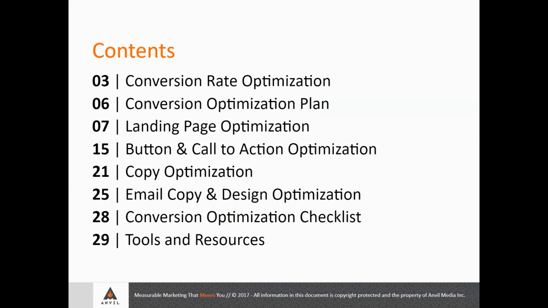So first, we're going to be talking about conversion rate optimization and what that is. Next, we'll dive into a conversion rate optimization plan. Then we'll talk about landing page optimization, button and call to action optimization. Next, we'll go into copy optimization. Then lastly, we'll talk about email copy and the design of email and optimize that. Then we'll go into talking about a conversion rate optimization checklist.